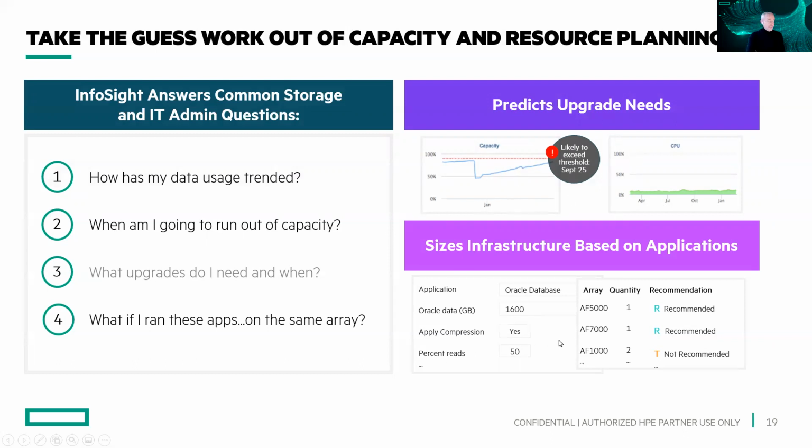This can be capacity as well. This can be networking. Maybe they will say you need to go from 2 times 10 gigabit to 4 times 10 gigabit, or add more CPUs or more memory. If you see those questions: what upgrades do I need when I'm going to run out of capacity? What if I run these applications on the same array? What if I have 100 users now, but for some reason I need 180 users? Will it work, yes or no? All that guesswork in resource planning, you can do it with InfoSight.